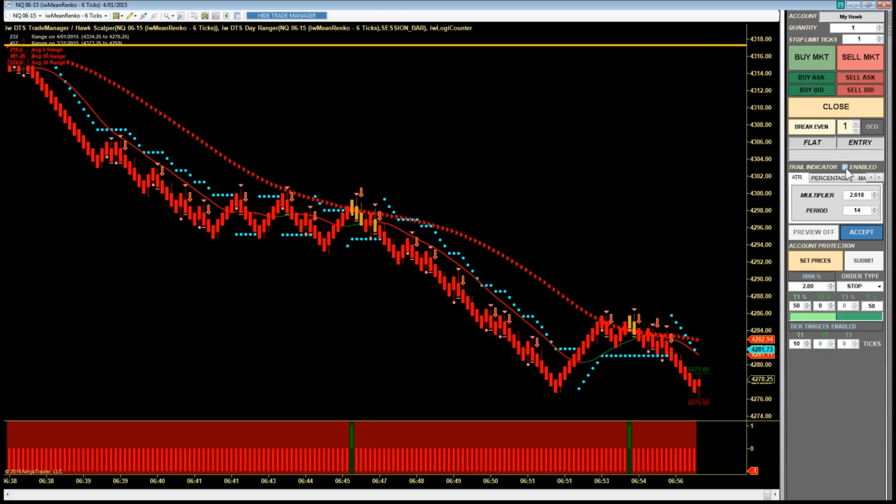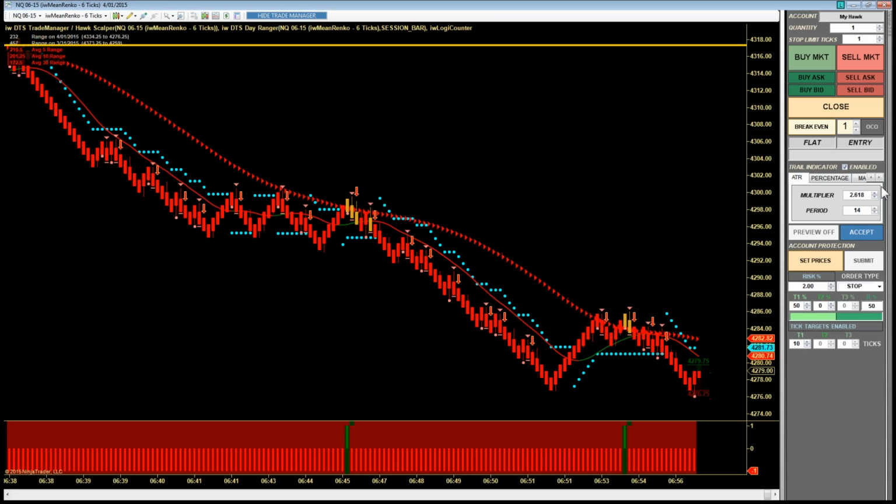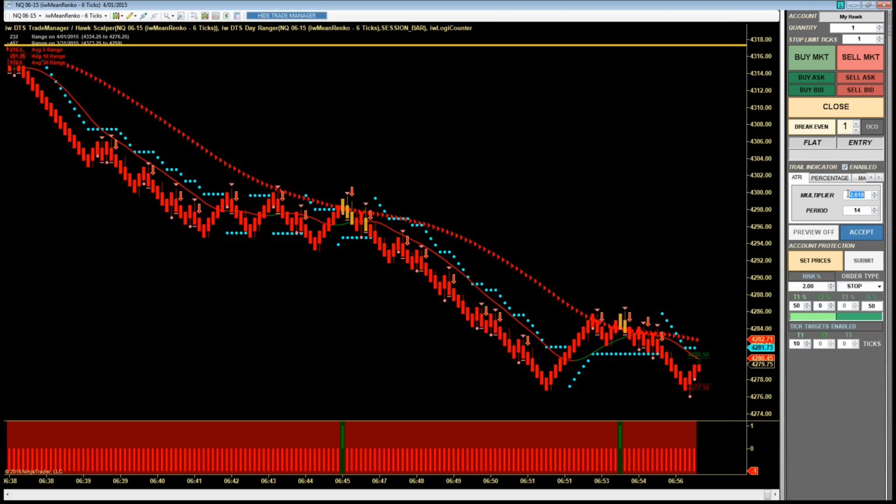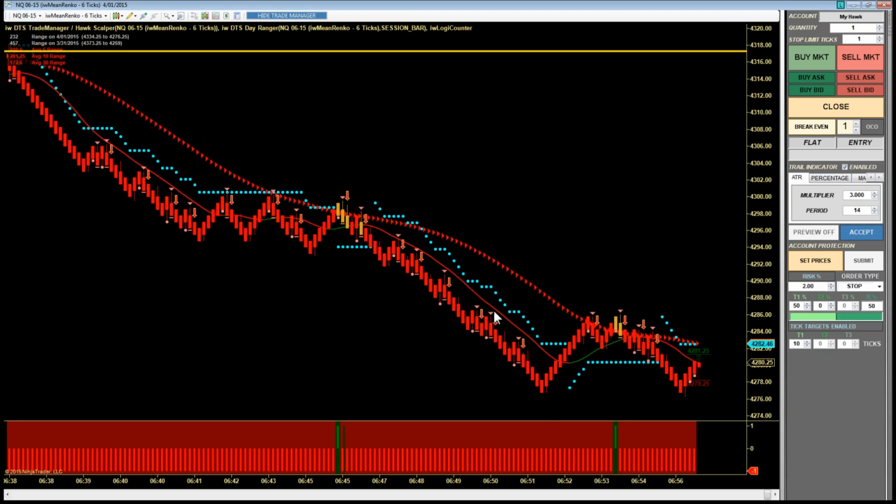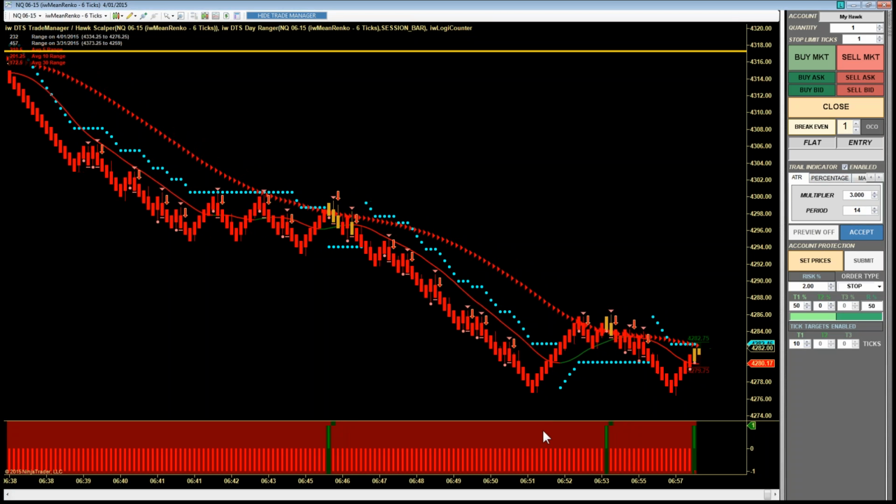Trade Manager will automatically do that for me, and then I can have a runner in play, and the trade will be managed according to the stop strategy that you see here.